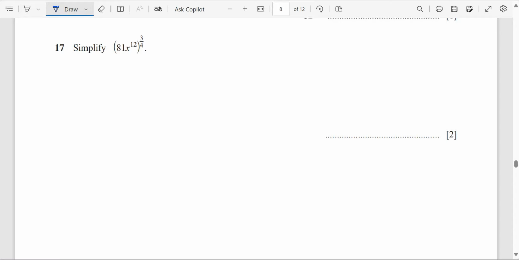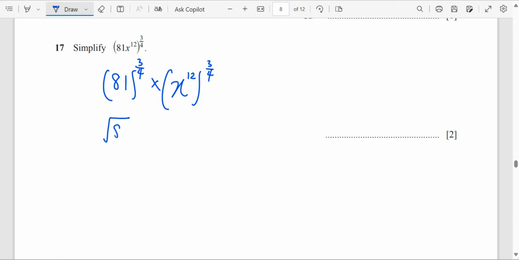Simplify (81x^12) all raised to the power of 3/4. So I'm going to do this: 81 raised to the power 3/4 times x^12 all raised to the power of 3/4. I can put all of this in the calculator and it will give me an answer. But if you want to solve manually, it's still fine.